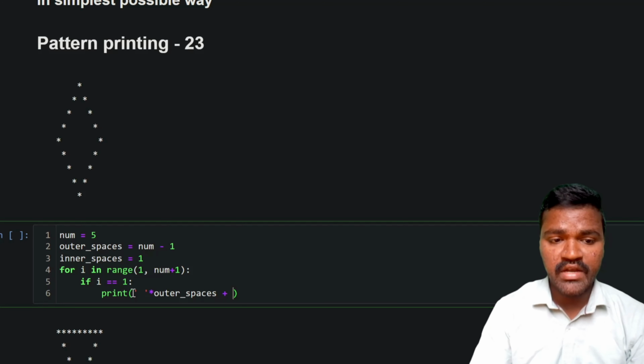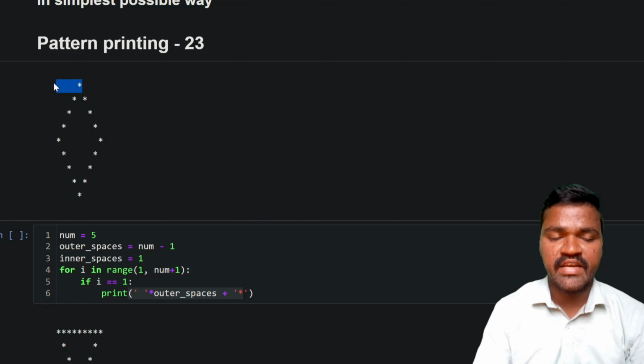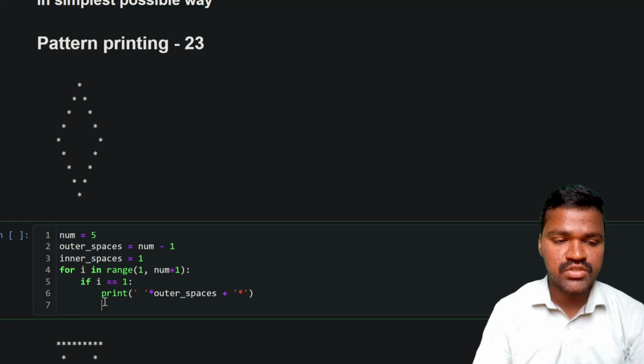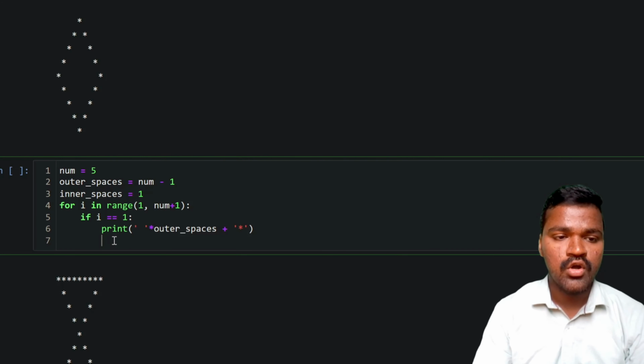So later I am concatenating these particular spaces with a single star. By mentioning this like this, we can actually get this particular single star. Before that single star, we can actually get these spaces. So like this, we can actually print this particular row.